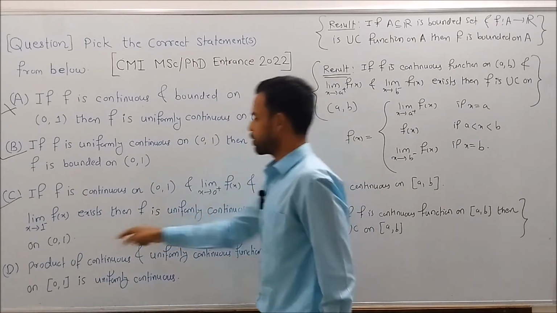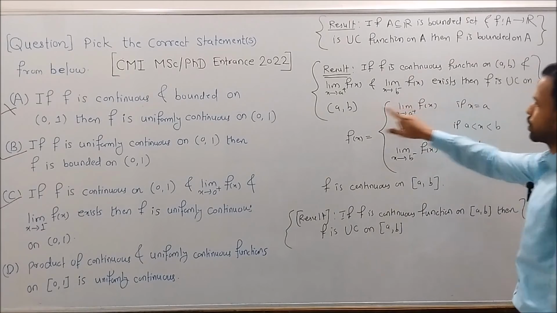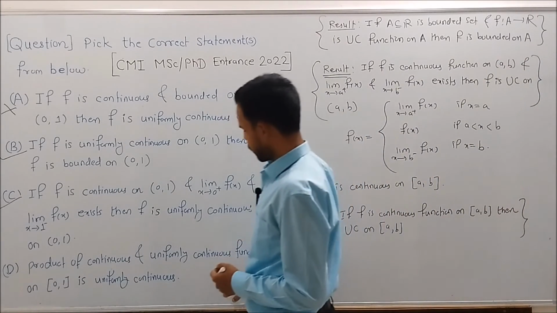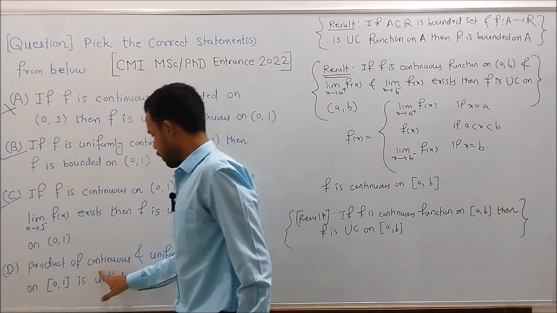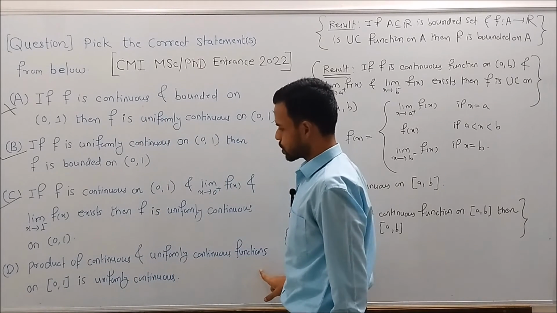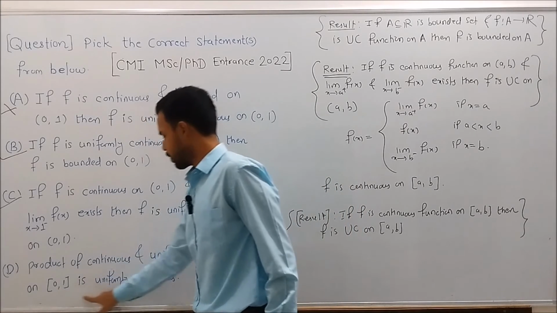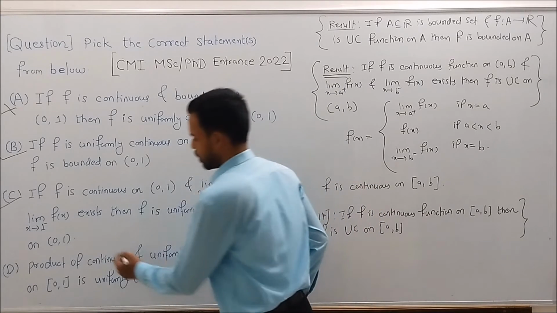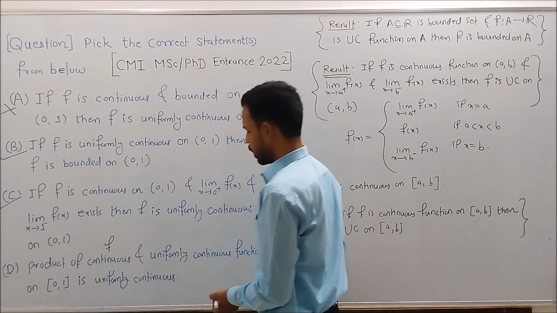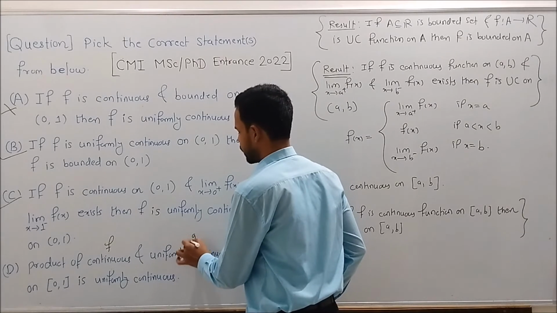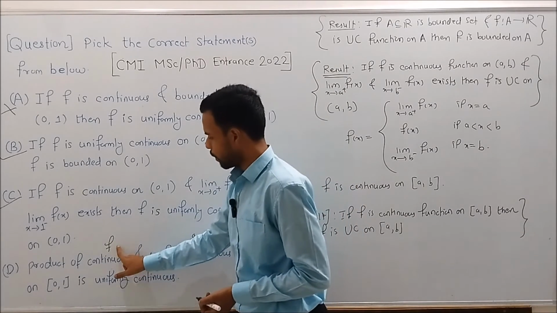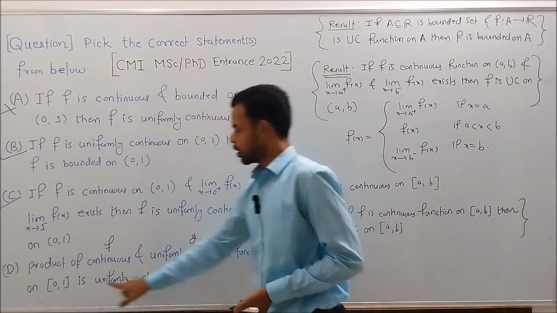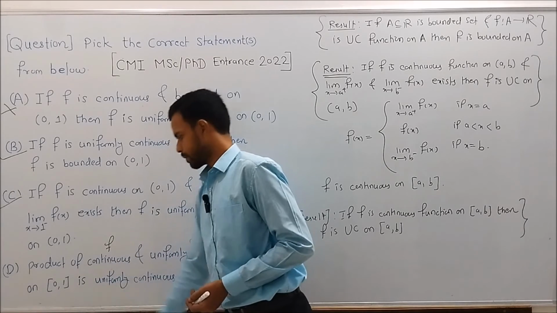Okay, f is uniformly continuous on the open interval (0, 1). So the only option left is option D. What is option D? The product of continuous and uniformly continuous functions on the closed interval [0, 1] is uniformly continuous. Yes, this option is also true. To see this, let us denote the continuous function by f and the uniformly continuous function by g. So f is a continuous function on the closed interval [0, 1] and g is a uniformly continuous function on the closed interval [0, 1]. Okay.